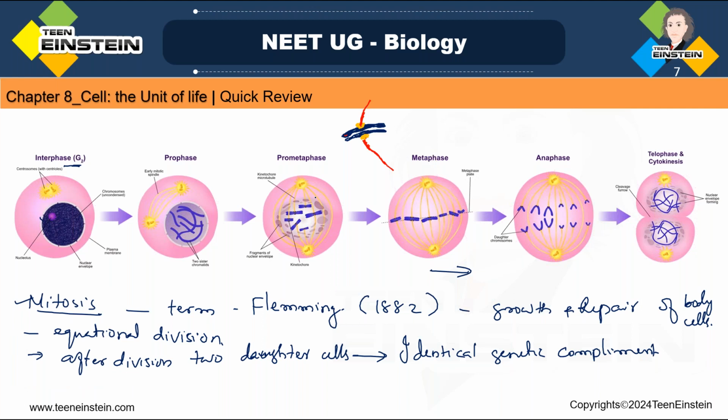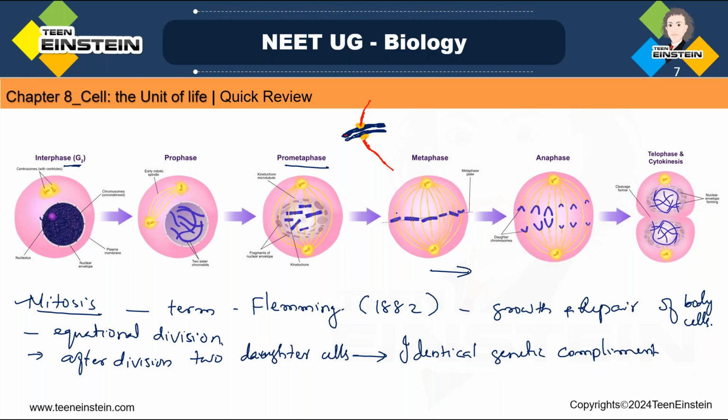So here you can see in the pro-metaphase, you will get questions on pro-metaphase. Here you can see the spindles are completely formed, and it is attached to the kinetochore of each chromatid or each chromosome. Here you can see the fragments of the nuclear envelope. The nuclear envelope will disappear completely at the end of this stage. Okay, then from the pro-metaphase, the cell is moving to metaphase.